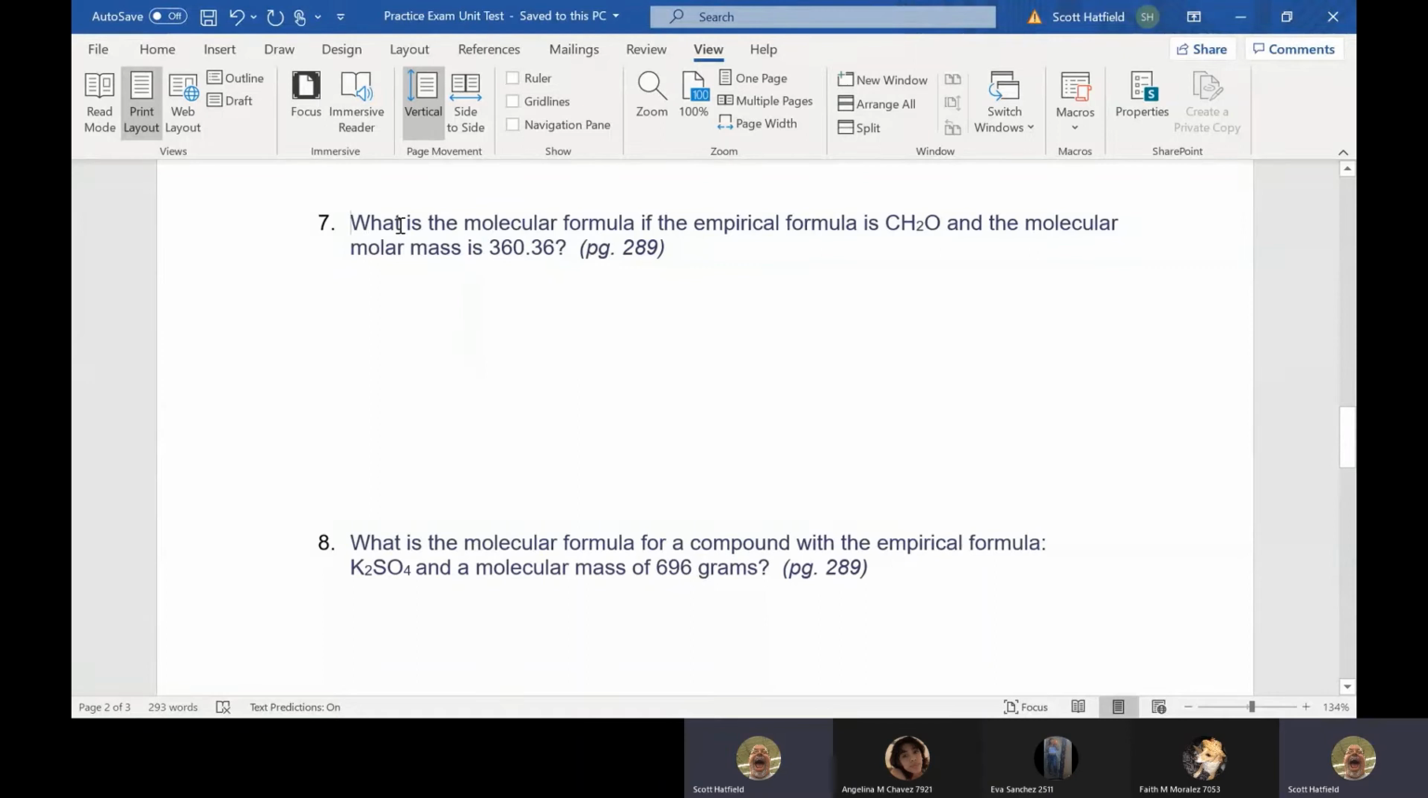7 says, what is the molecular formula if the empirical formula is CH2 and the molecular molar mass is 360.36? And they refer you to page 289. What is the molecular formula? Okay, so the molecular formula is the actual number of each element. Like, for example, if CO2 is your molecular formula, it means you've got 1 carbon and 2 oxygens. If H2O is your molecular formula, you've got 2 hydrogens and 1 oxygen.